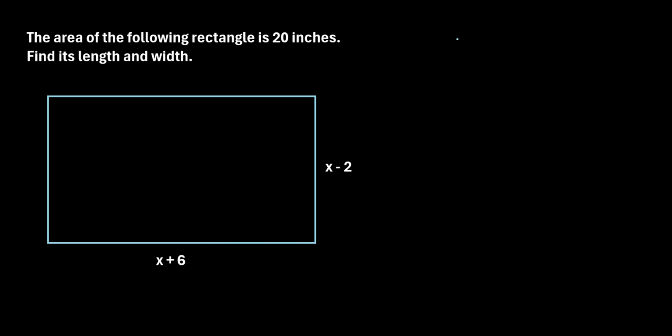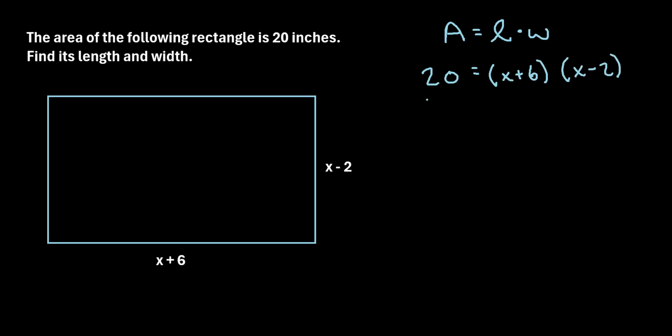Well, here's what we know about a rectangle. The area is equal to the length times the width. So we know that the area is 20 inches. That's what they tell us. So we can write 20 is equal to the length. So the length is x plus 6. So let's write x plus 6 times the width. And the width is x minus 2. So we've set up this equation and we can solve for x. We can figure out what x is.